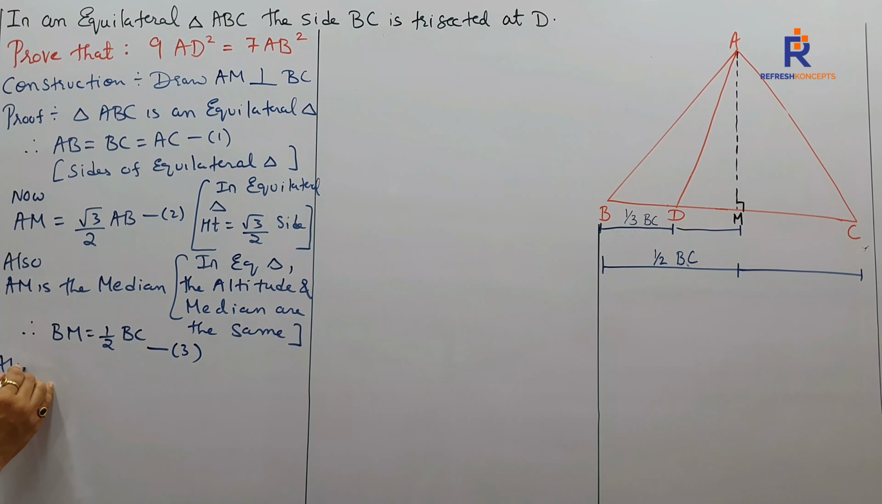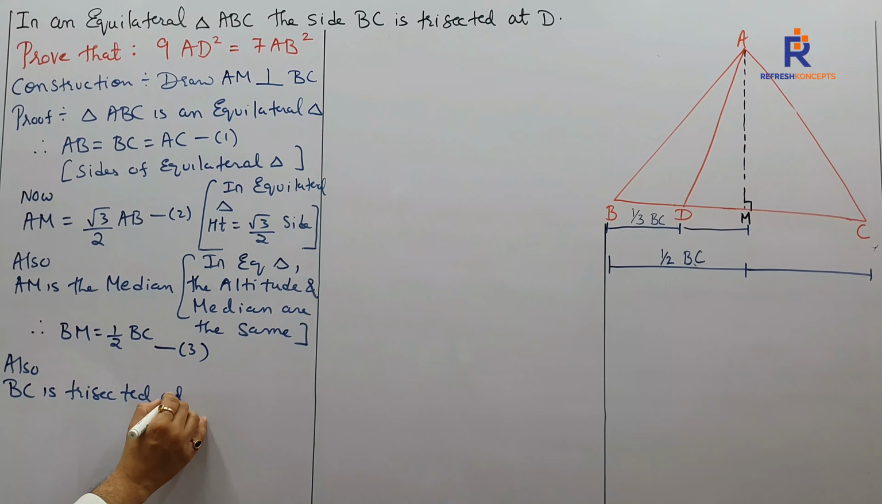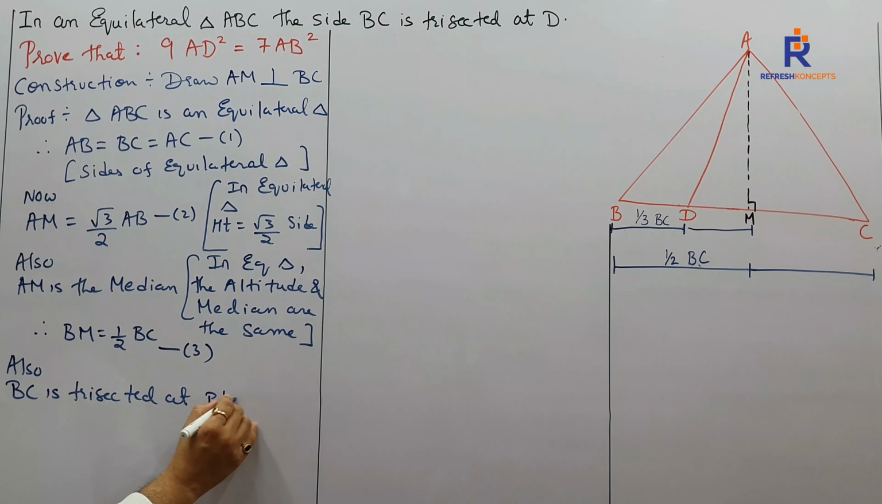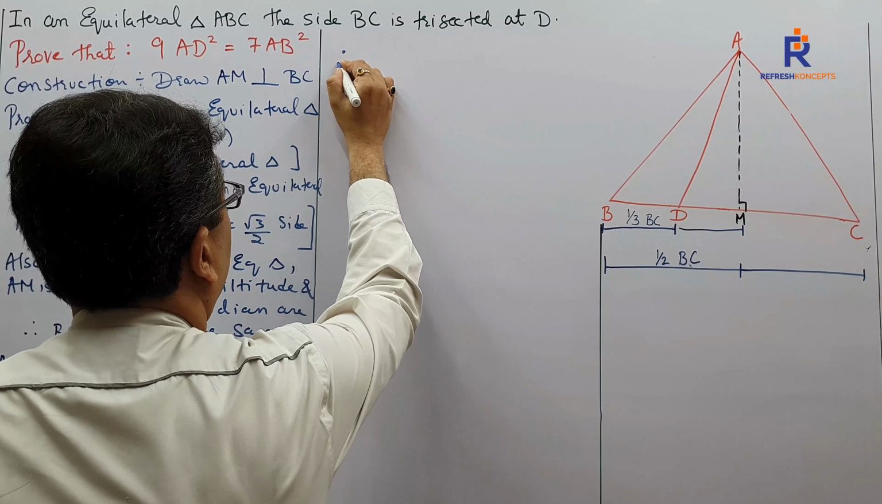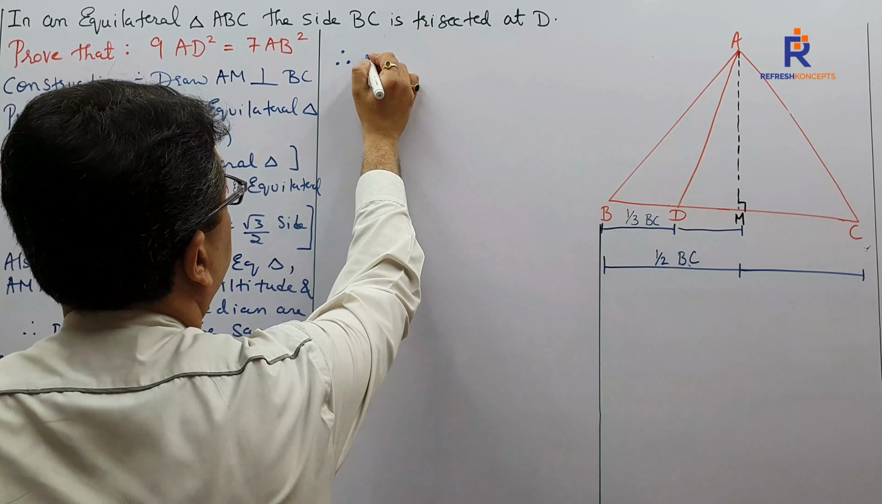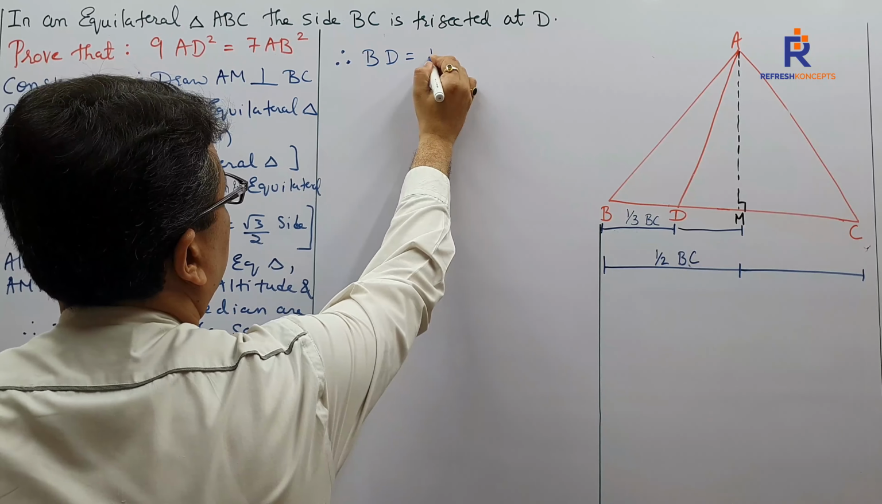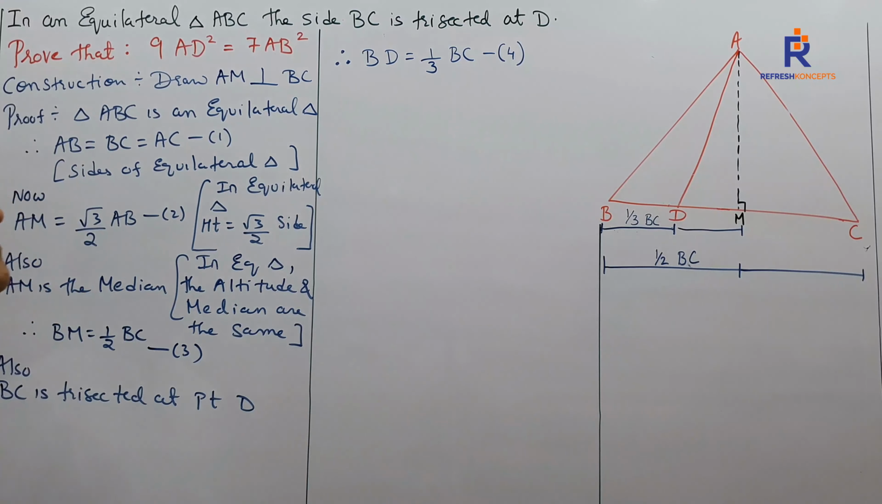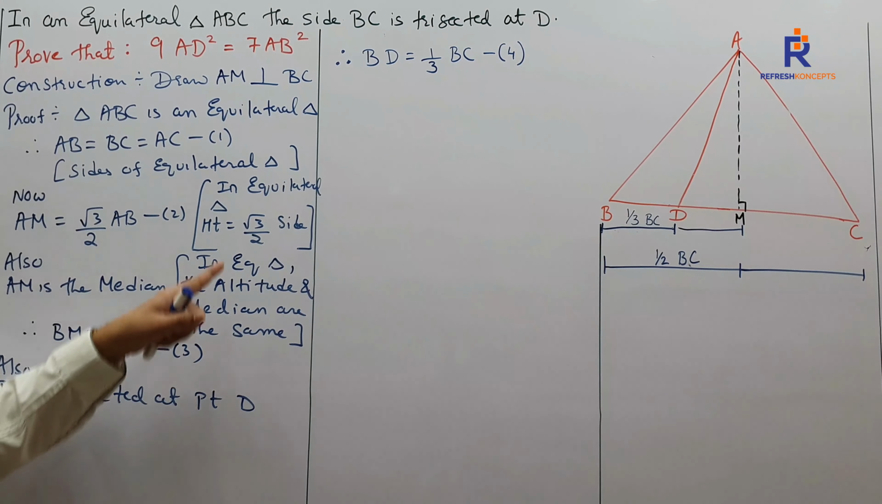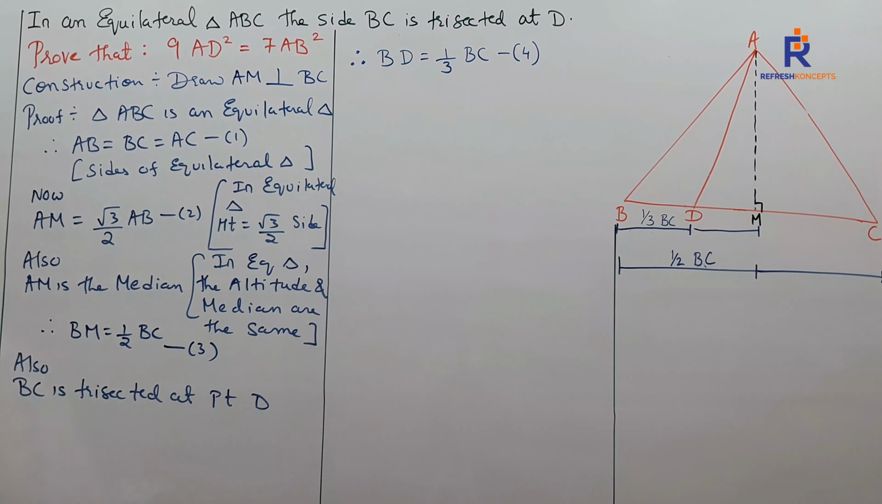Also, BC is trisected at point D. What is the meaning of that? The meaning of that is, therefore, BD is 1/3 BC. Let this be equation number 4. Also BC is trisected at point D, therefore BD is 1/3 BC.